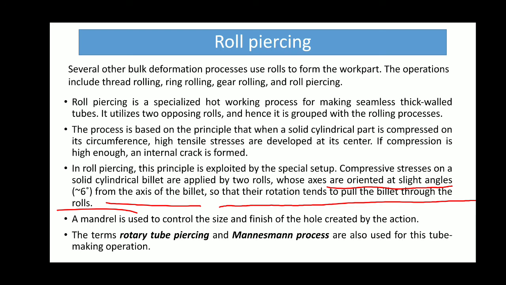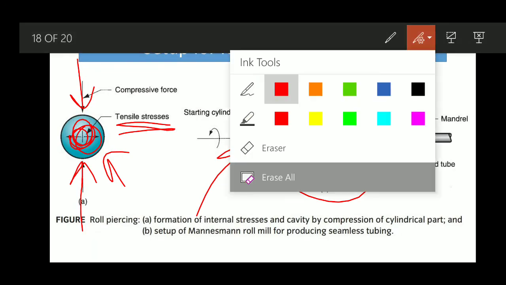Now we can use a mandrel of proper size, and we can give some movement to it, and force also we can provide to it. So a mandrel is used to control the size and the finish of the hole which is created by this action. The terms rotary tube piercing or Mannesmann process are also used to refer to this tube making operation. So now you can see from this figure what basically happens.